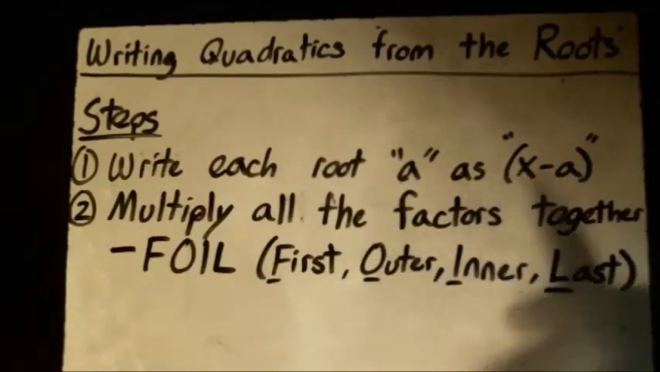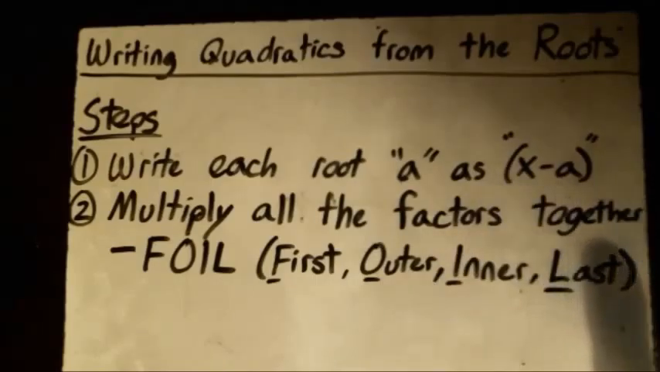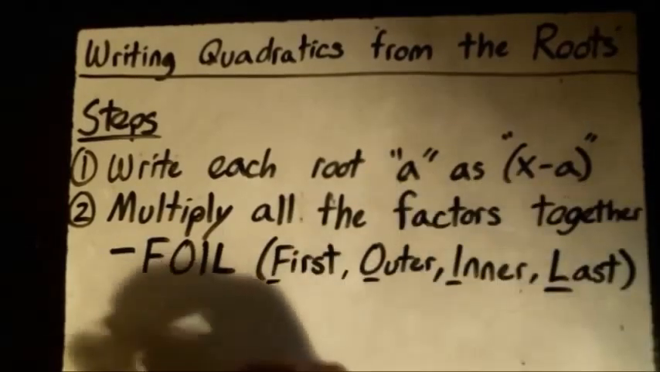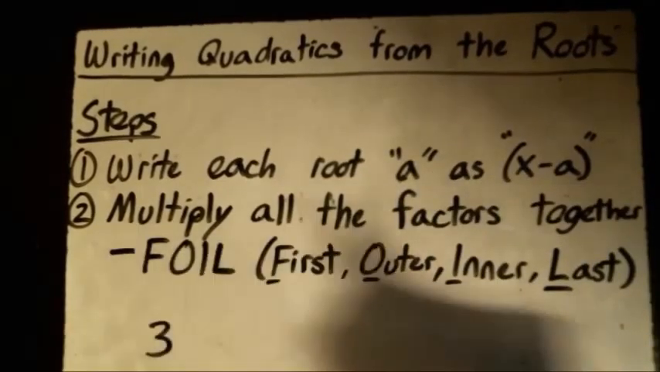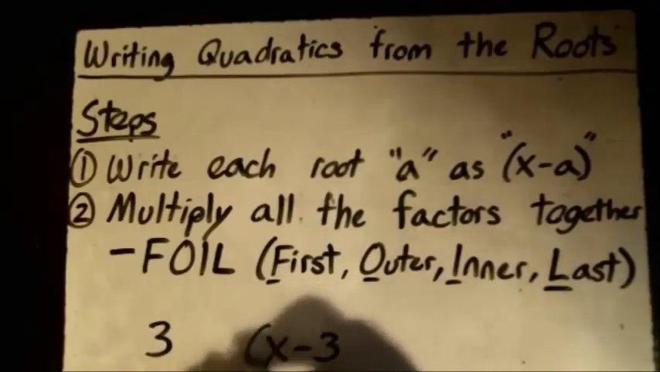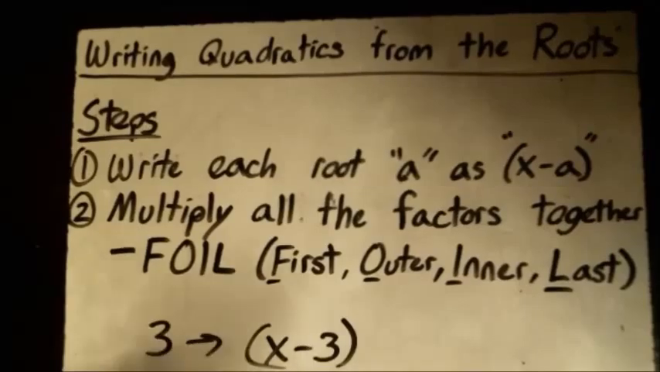Most of the time it's just going to be 2. So traditional FOIL: first, outer, inner, last. Once again, there are only 2 steps. The first step is you're going to write each root a as x minus a. So if my root was 3, it would be x minus 3. And if I had a negative 2, then that would be x plus 2, because a double negative would equal a positive.